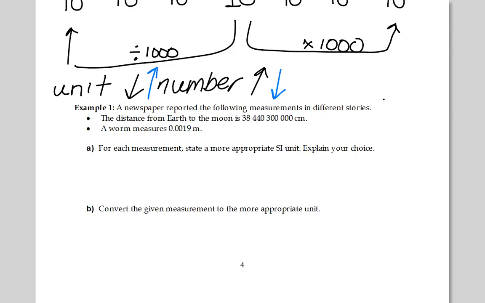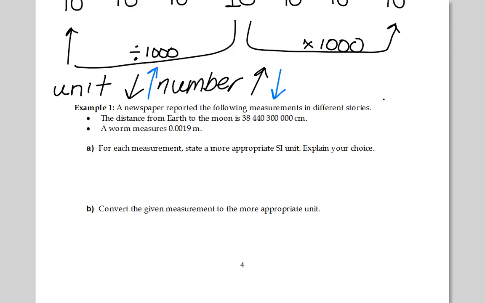Okay, we have a newspaper. And they give us a distance from the Earth to the Moon, but they give it to us in a really stupid unit, centimeters. Earth to Moon is such a massive distance, and then they give it to you in centimeters. Makes no sense. So you have to put it in an appropriate unit. I would put this in kilometers and then I would put it in scientific notation. That's what I would do.